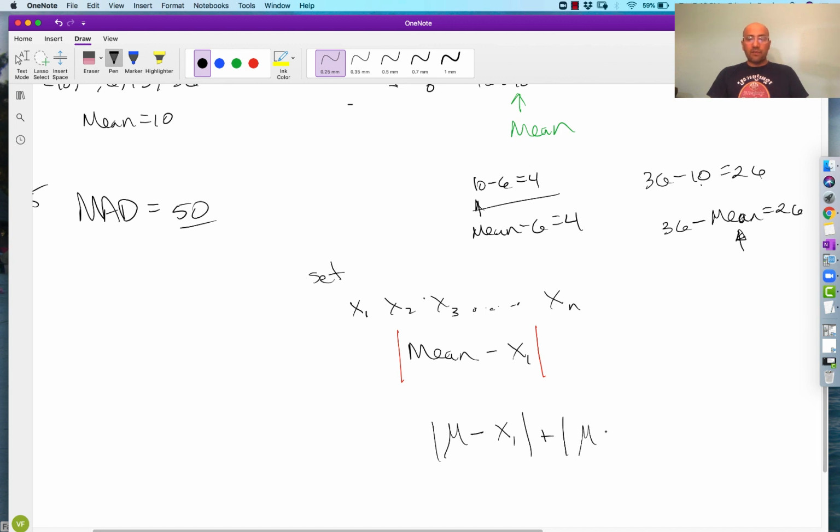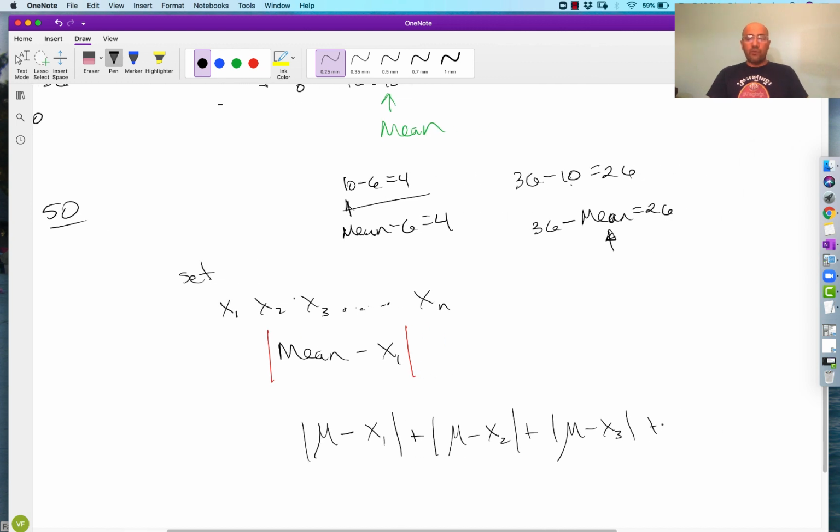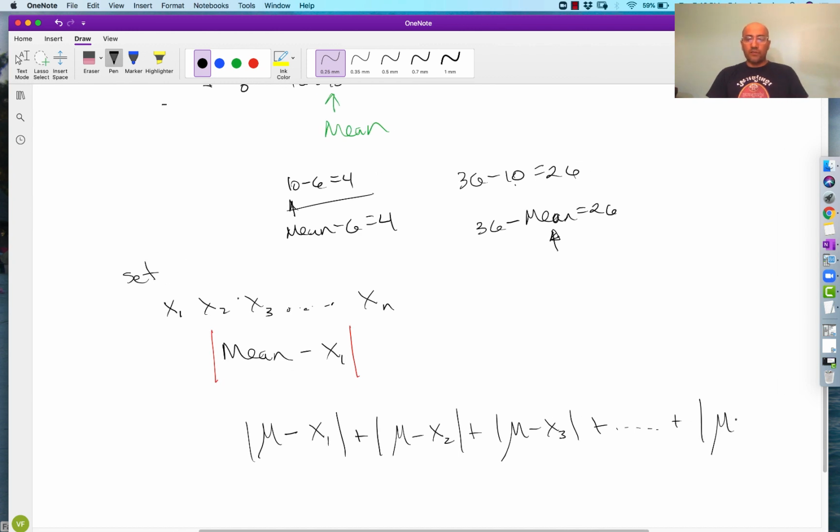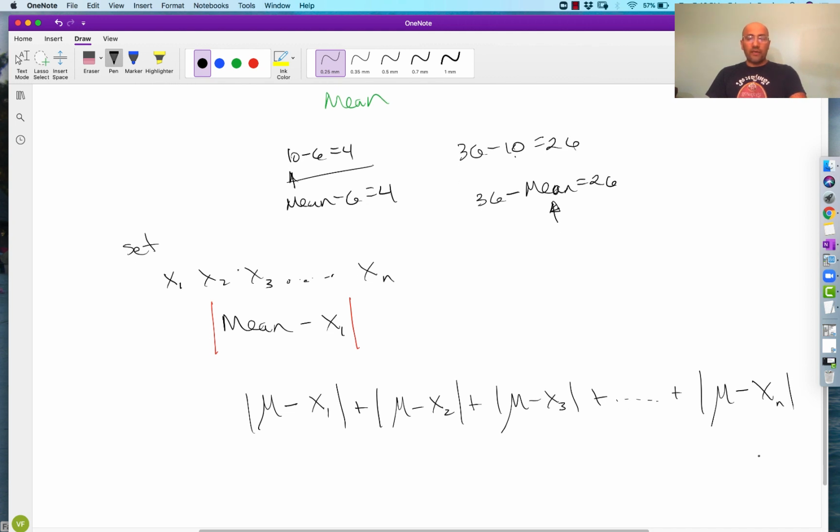And now we want to do the same thing for the next one. Absolute value of mu minus x2, plus absolute value of mu minus x3. We want to keep going this way, and we want to do that to all the numbers in my set, and we said that there were n of them, right? So let's do this, minus x sub n, like that. What I'm doing here is going to be this.